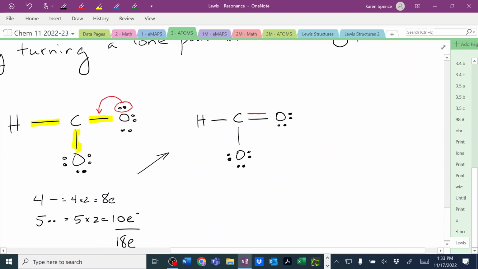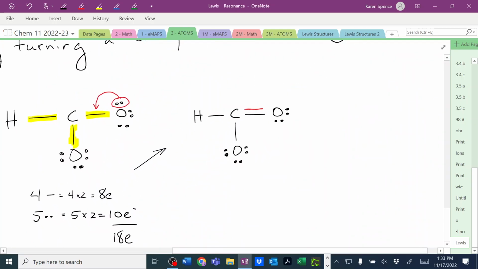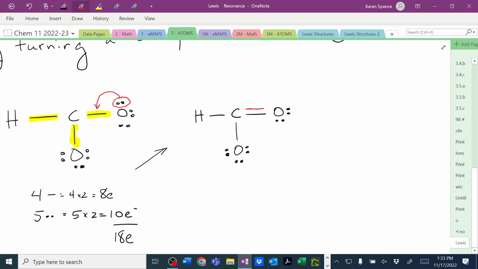Let's also double check and make sure that everybody has 8. Well, does hydrogen want 8? No, hydrogen only wants 2, and a bond counts for 2, so it has 2. Now, what if we look at this carbon here? How many does it have? 2, 4, 6, 8. That looks really nice. Good.